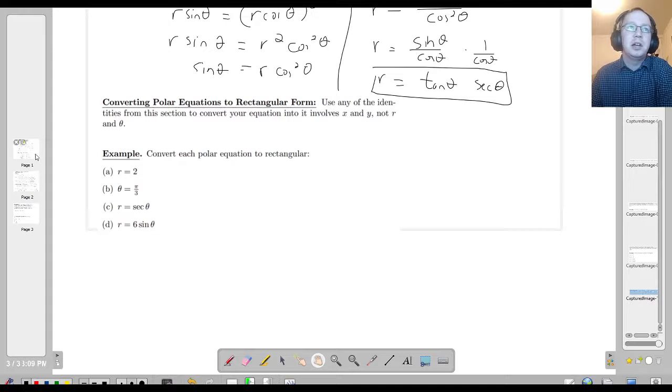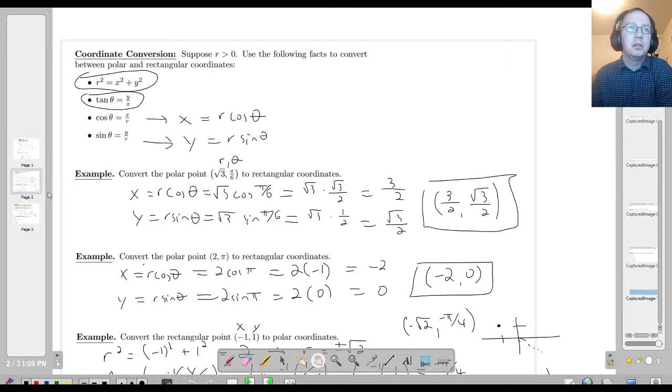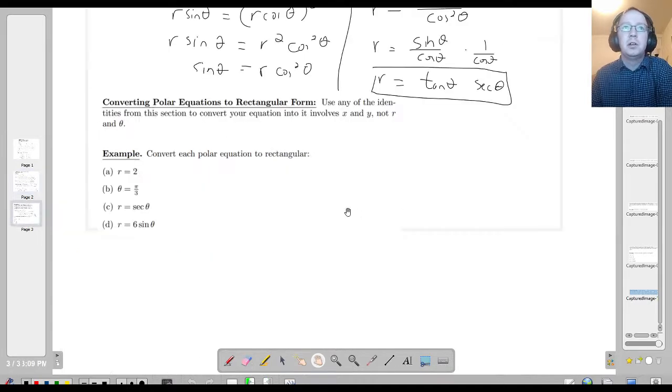And these are using the same equations that we used earlier. So when we talked about these four guys up here, they're the same ones we're going to be using now. So let's try this first one. We're supposed to solve r equals 2. See if we can rewrite that in rectangular form. So the only equation I know that's going to take advantage of r effectively is the one where r squared equals x squared plus y squared.